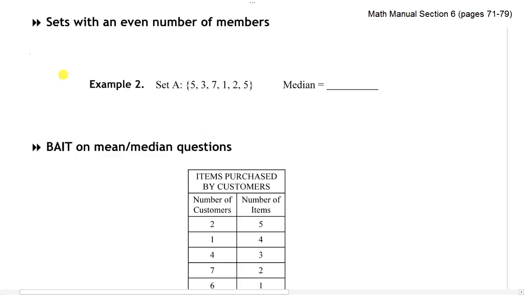Sets with an even number of members. How do you find the median in a set with an even number of members? So for instance, here, if we have this 1, this 2, this 3, this 5, and this 7, and we want to know what the median is, well, we run into a slight problem. When we start this end-to-end cross-off method, we end up with 2 numbers in the middle. If that happens, what you need to know is that the median will be the average.